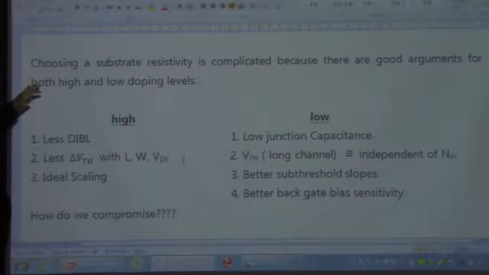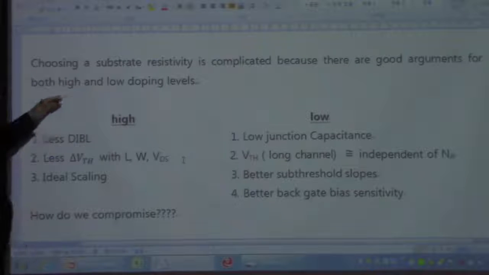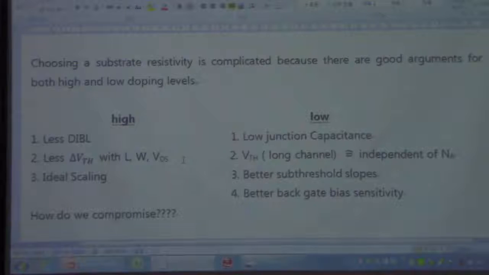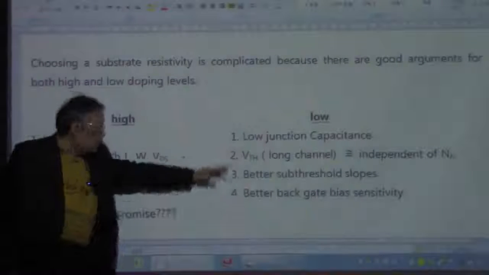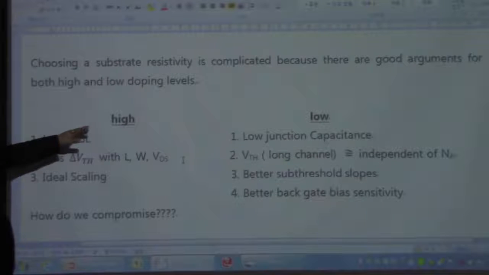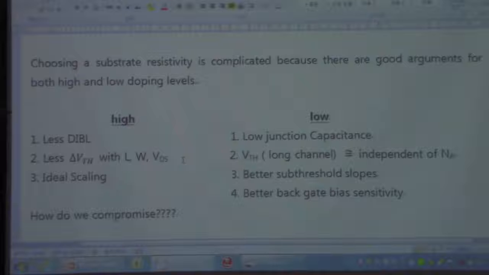Well, first of all, the substrate resistivity has an effect on the device performance, just like this. If it is high, we have this kind of merits. Okay. If it is low, we have these merits. So substrate doping level has some advantages and disadvantages. For example, if the substrate doping level is high, we are going to have less DIBL, drain-induced barrier lowering, and that is related to figure 16.